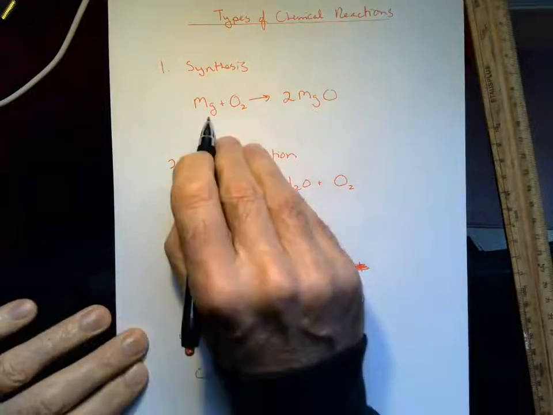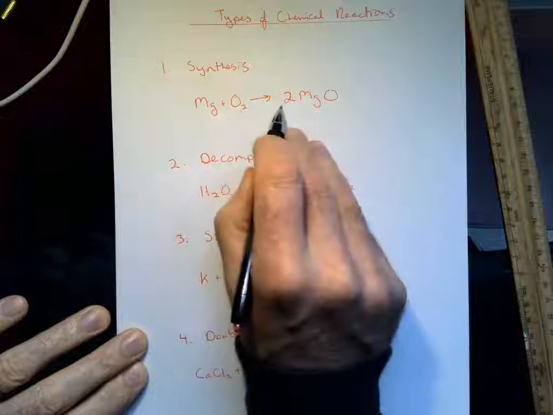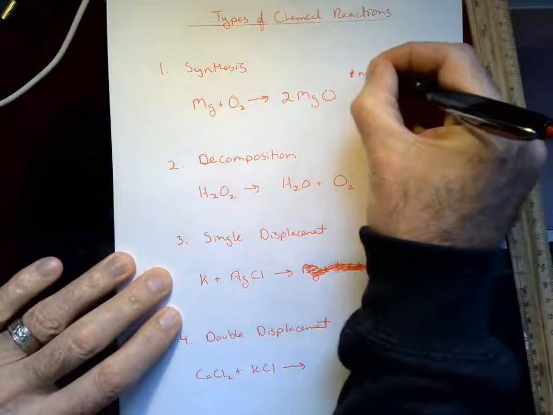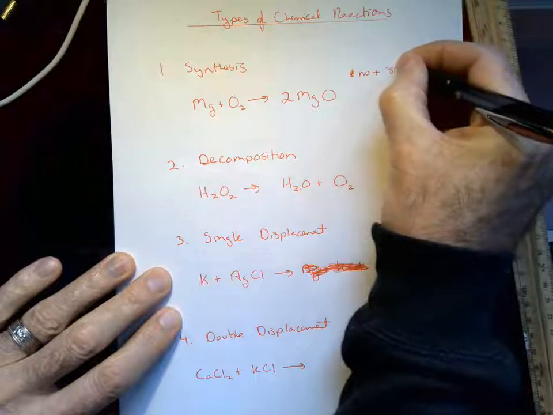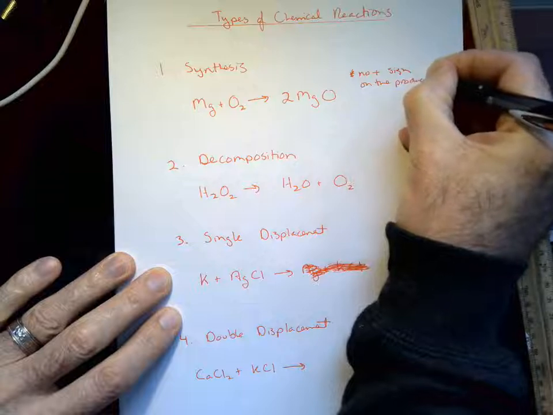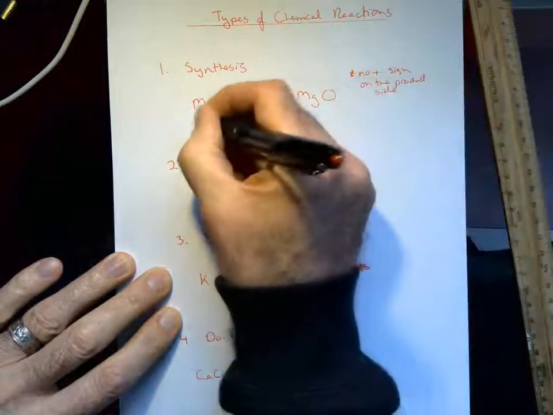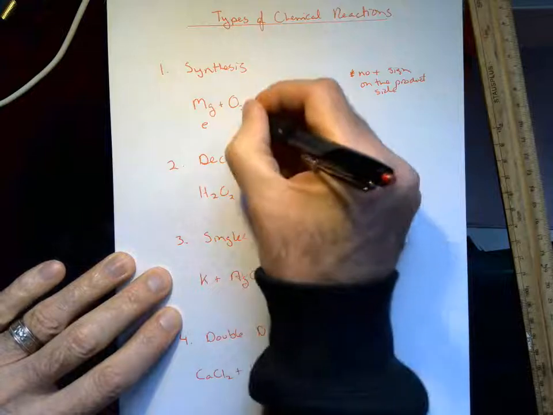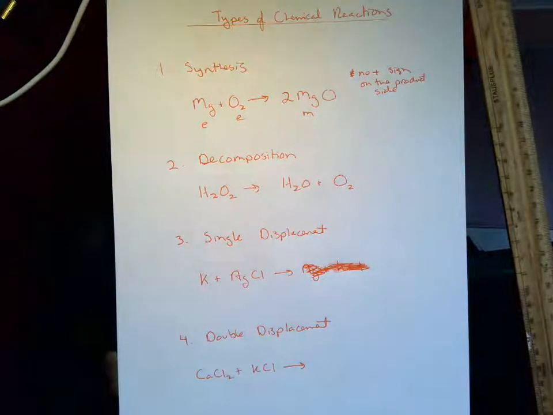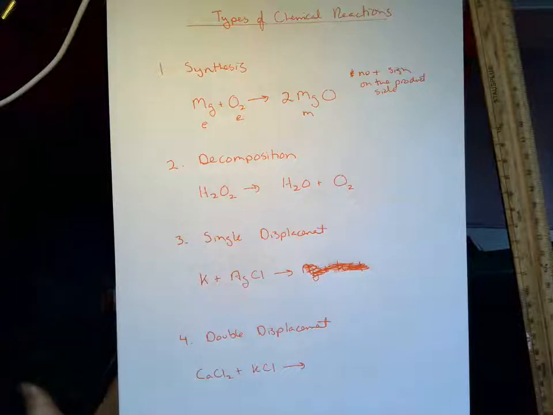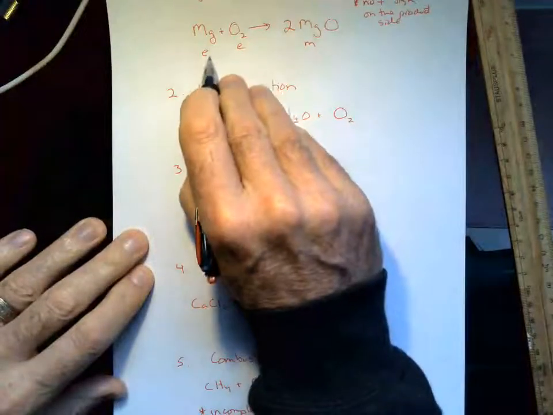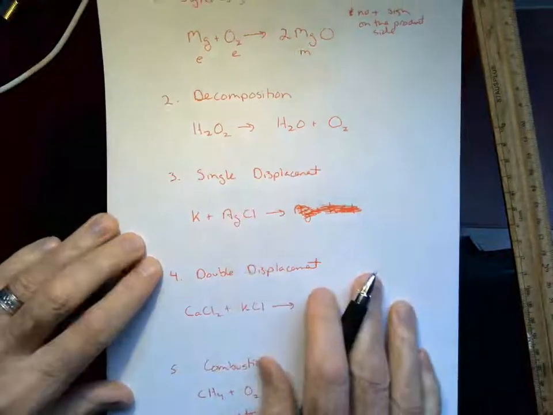A synthesis reaction is when 2 smaller things add up to give a bigger thing. Some of the clues: no plus sign on the product side. Usually, an element plus an element makes a molecule. So what you have to be able to do is look for the patterns. Synthesis means to build up, so smaller things building up to bigger things.